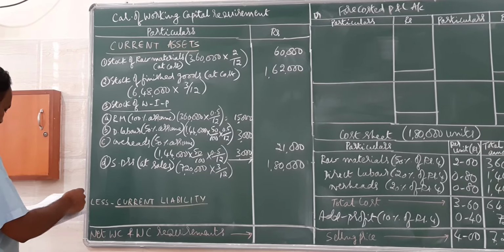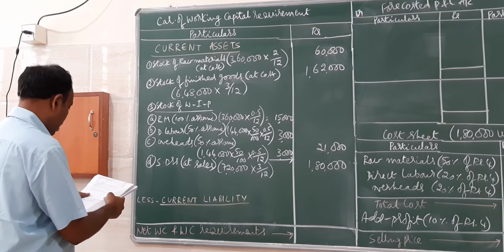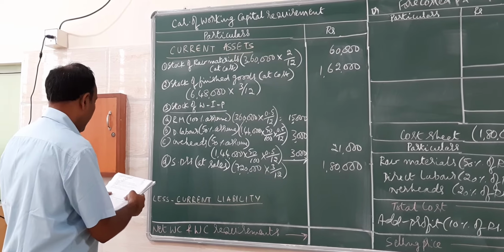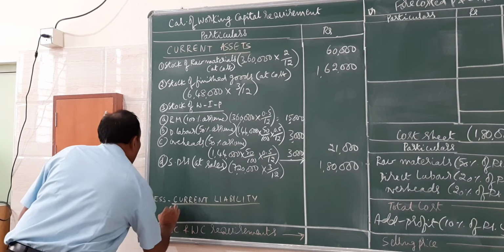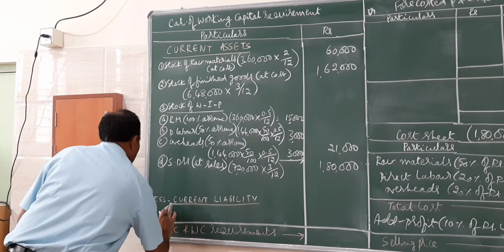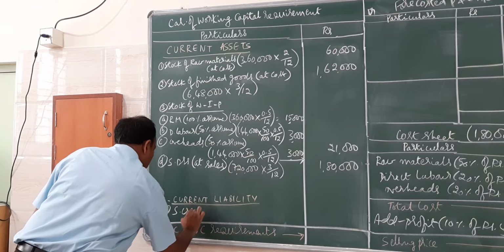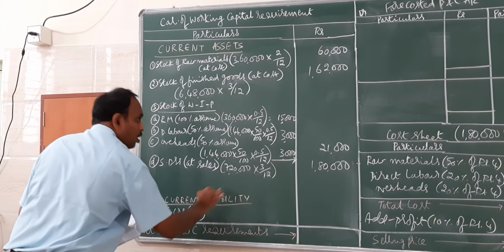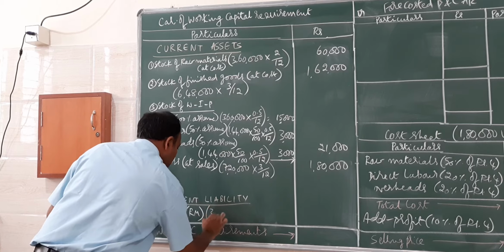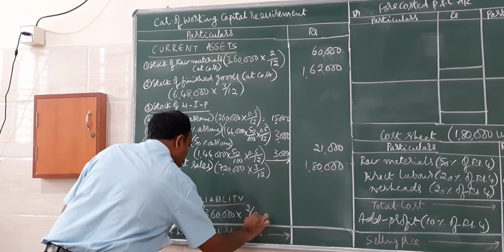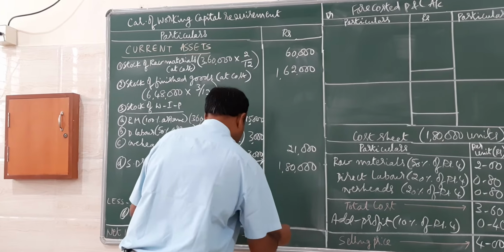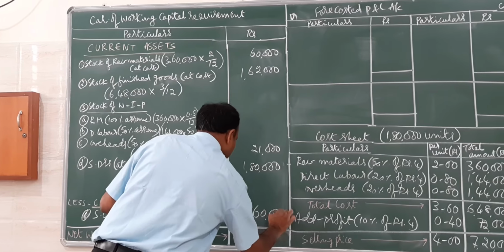Next, current liability: we have to take sundry creditors. They have given 2 months therein. Sundry creditors is calculated on raw material. Raw material is 3,60,000, for 2 months comes to 60,000.